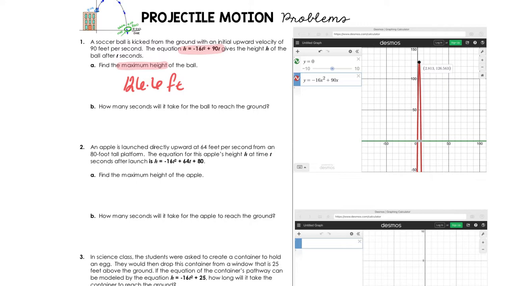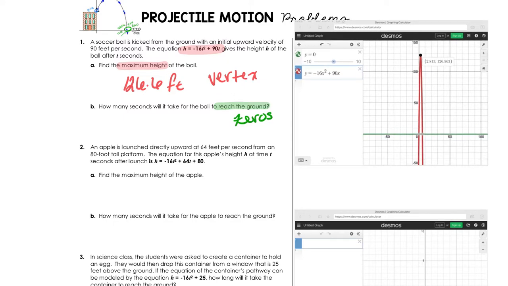Part B of that question asks, how many seconds until the ball reaches the ground? So earlier I was looking at the vertex. Now I'm looking at what are my zeros or my x-intercepts or my solutions. If we're looking at the graph, the ball has traveled all the way up till it reached a maximum height, and then gravity kicks in, and that ball starts to fall all the way back down to the ground, and it takes a grand total of 5.6-ish seconds for that ball to hit the ground.